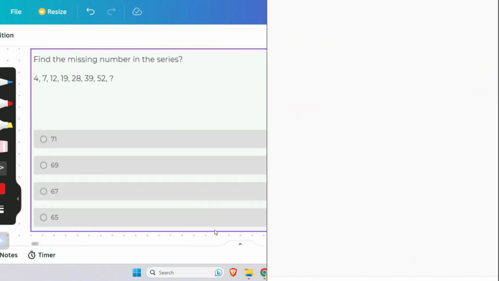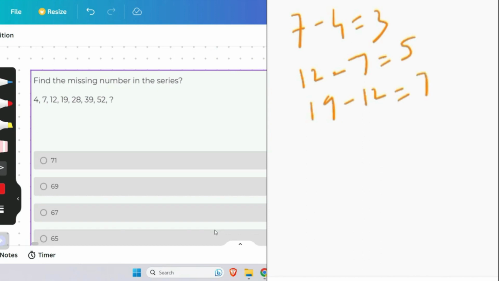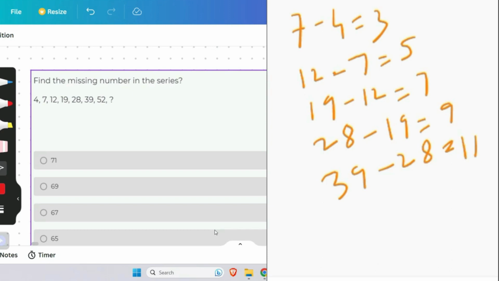So this is the next question. So please pause the video and try to solve the problem. Okay, let me answer. Look at the difference between two terms. That means 7 minus 4 is equal to 3, and 12 minus 7 is equal to 5, and 19 minus 12 is equal to 7. Then 28 minus 19 is equal to 9, and then 39 minus 28 is equal to what? It is 11. So this way actually this is increasing by 2 every time, right? So 3 plus 2, 5 plus 2, 7 plus 2, 9 plus 2, right?